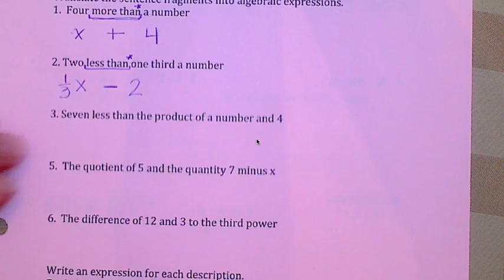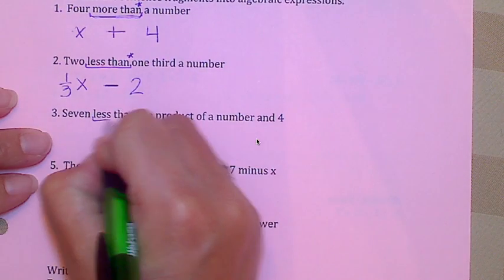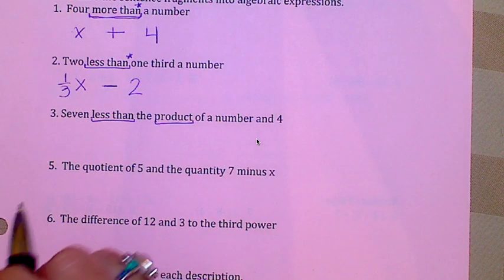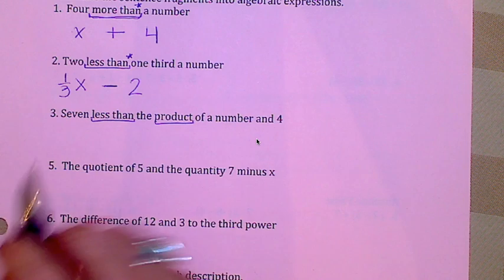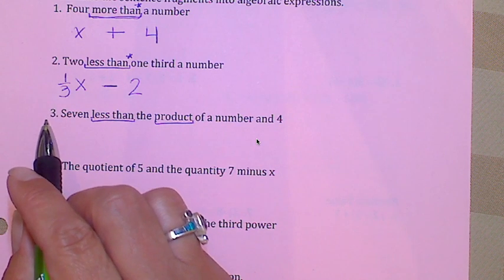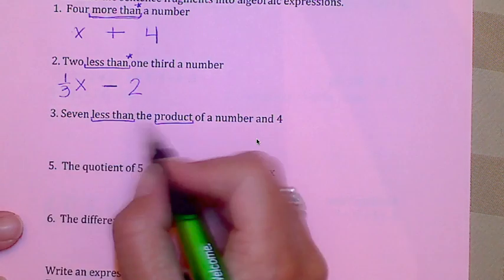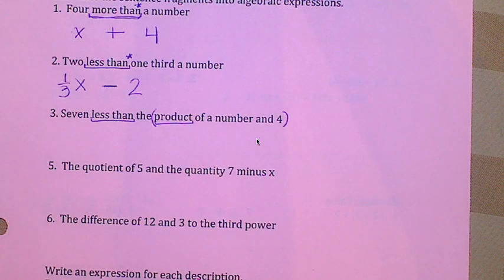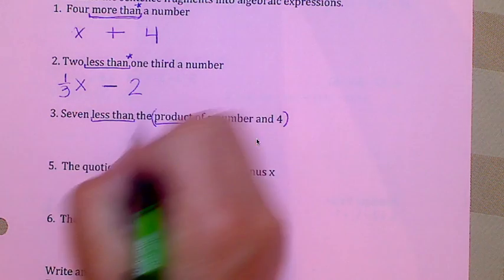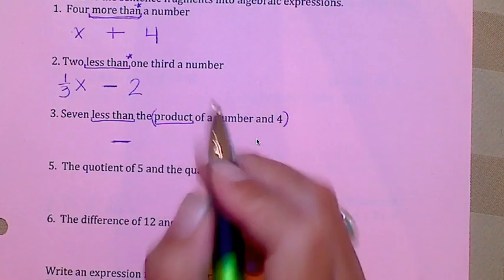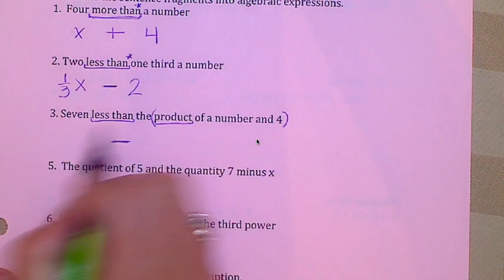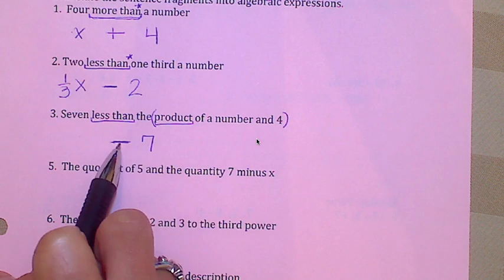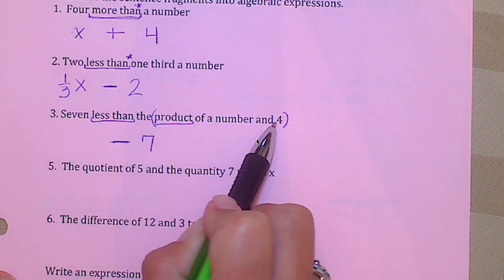Number 3, 7 less than the product of a number and 4. So we actually have two operations going on in this one, less than and product. So it might be a good idea to kind of put that in a grouping there. So we know less than is going to be subtraction, okay? And if we go backwards, instead of putting the 7 here, put the 7 here. So it's 7 less than the product of a number and 4.